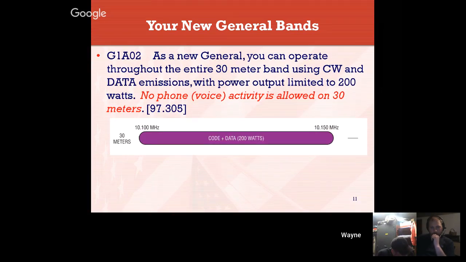As a new general, you can operate throughout the entire 30-meter band using CW and data emissions. That's the one thing about the 30-meter band. I don't get on it. And there is an output limit of 200 watts because it is a shared band with other services. So no phone or voice activity is allowed on 30 meters. It all has to be CW or data, and your limitation is 200 watts. You cannot run 1500 watts on the 30-meter band.